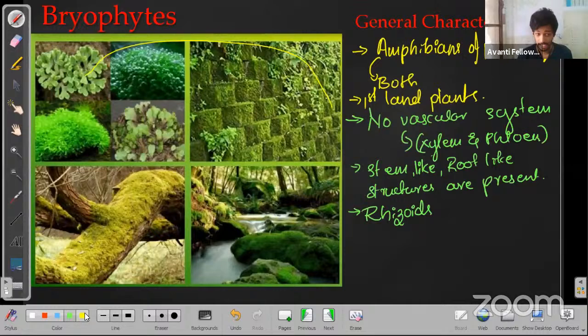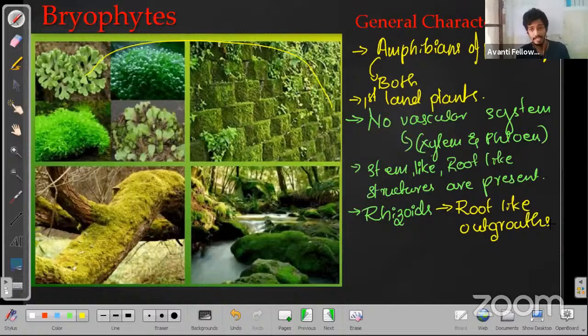Correct. No, not root-like. Sorry, not root. These are actually root-like outgrowths. Outgrowth means the things which grow out of the body, right? These are root-like only. The function is also like a root only, but these are not actually roots.